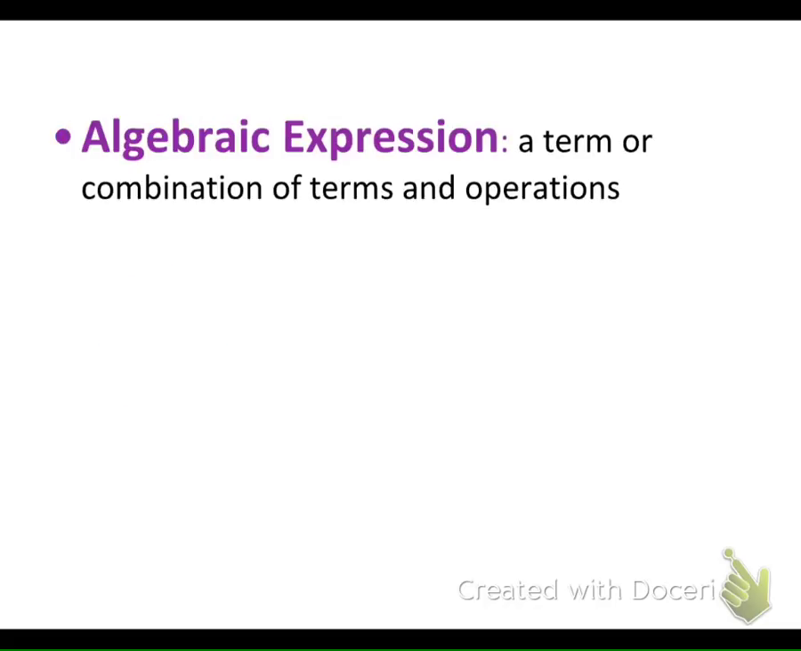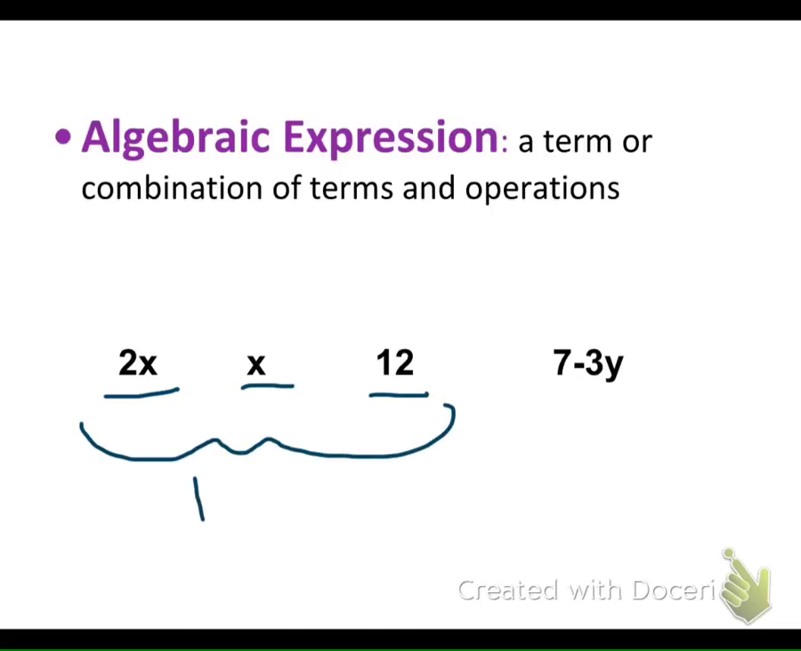An algebraic expression is a term or a combination of terms and operations. Let's look at some examples. 2x, x, 12, or 7 minus 3y are all examples of algebraic expressions. When I look at 2x, x, and 12, these are all just terms, but terms on their own are algebraic expressions. An algebraic expression can also be a combination of terms and operations. 7 minus 3y is the combination of 2 terms and 1 operation.